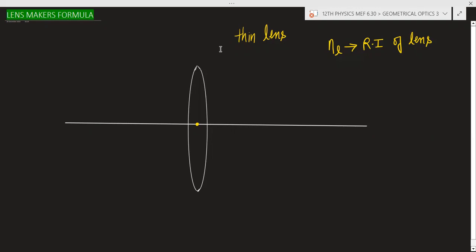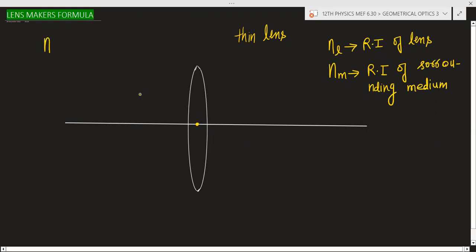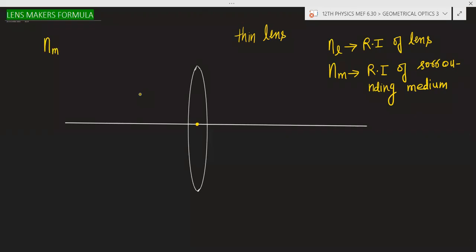or any other medium like oil. So I'm supposing Nm is the refractive index of the surrounding medium. So the refractive index of the surrounding medium is Nm, and the refractive index of the lens is Nl.